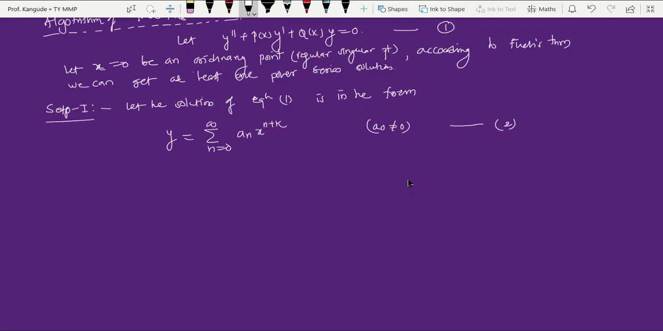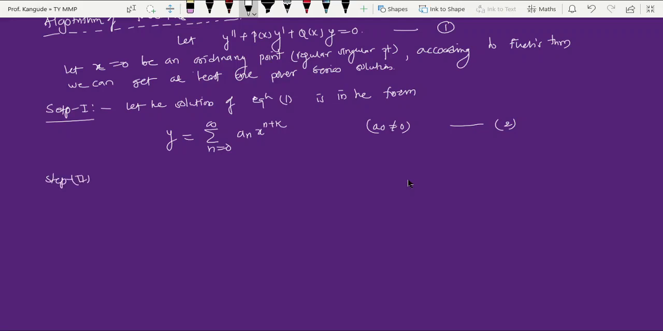So step 1 is we are assuming the solution of that differential equation is of the power series form y equal to summation over n equal to 0 to infinity of a_n constants multiplied by x raised to n plus k, and a0 is not equal to 0. So this is the solution I am assuming. Now we have to use the same solution for calculating these constants, and then that gives the final solution as follows. Okay, so that is step 2.